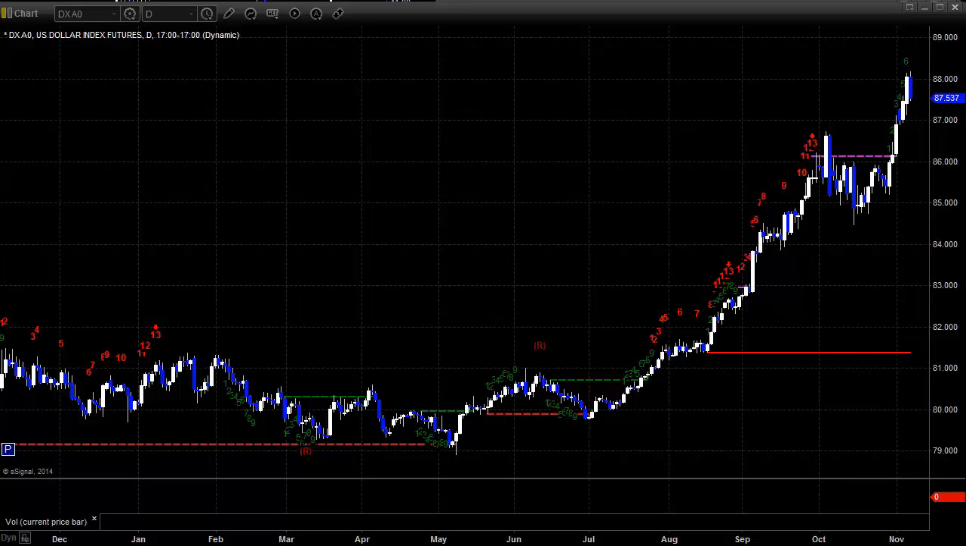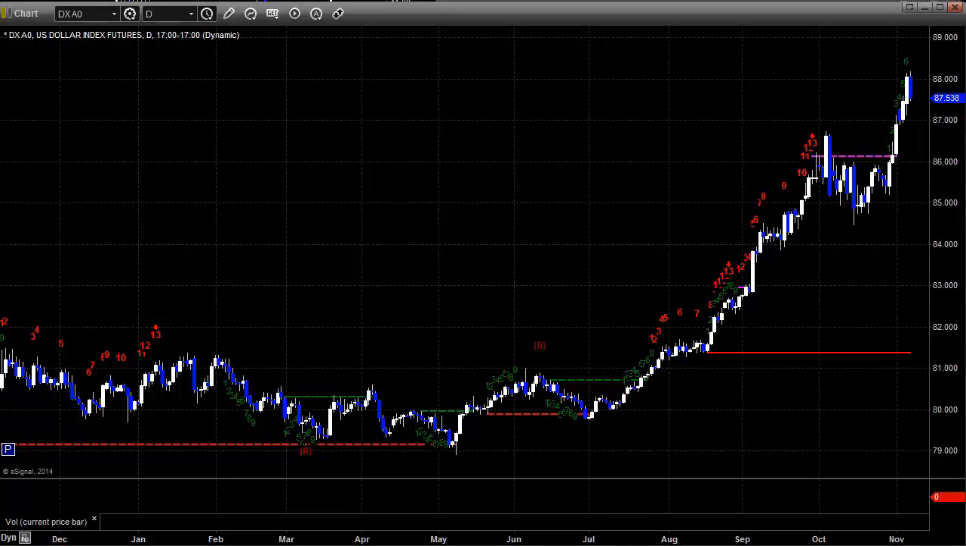Hello, this is the TradeSight Forex Market Preview and International Economic Data Roadmap for the week beginning Sunday, the 9th of November 2014, and ending Friday, 14th. Can you believe it's halfway through November already? Charts, as usual, brought to you by eSignal.